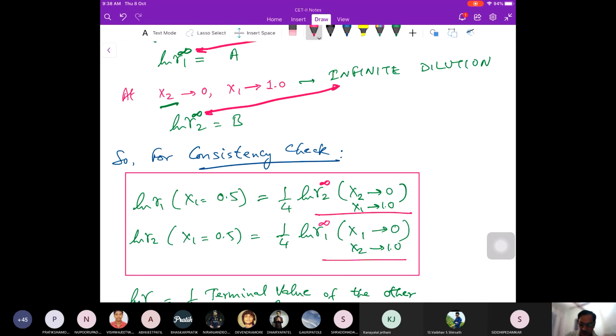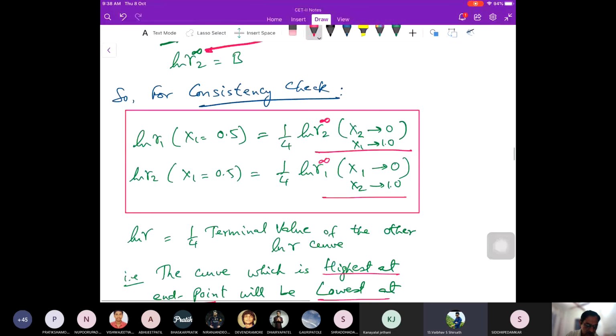Is this understood? This is the second way of testing for consistency. Sir, yeah.